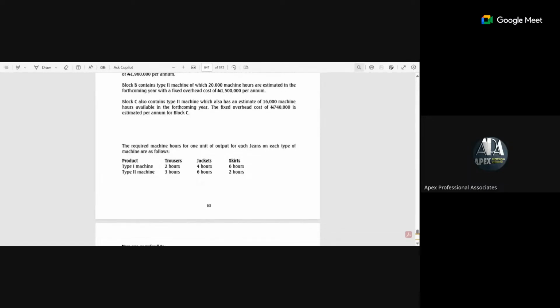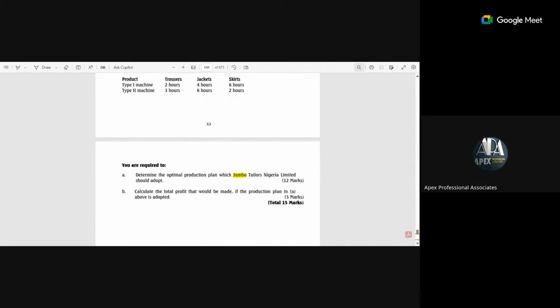The required machine hours for 1 unit of output for each chains on each type of machines are as follows. So for you to produce 1 trouser, how many hours will you use? On type 1 machine, 2 hours. Type 1 machine, to produce 1 jacket, you need 4 hours. On type 1 machine, to produce 1 skirt, you need 6 hours. On type 2 machine, to produce 1 trouser, you need 3 hours. On type 2 machine, to produce 1 jacket, you need 6 hours. On type 2 machine, to produce 1 skirt, you need 2 hours.